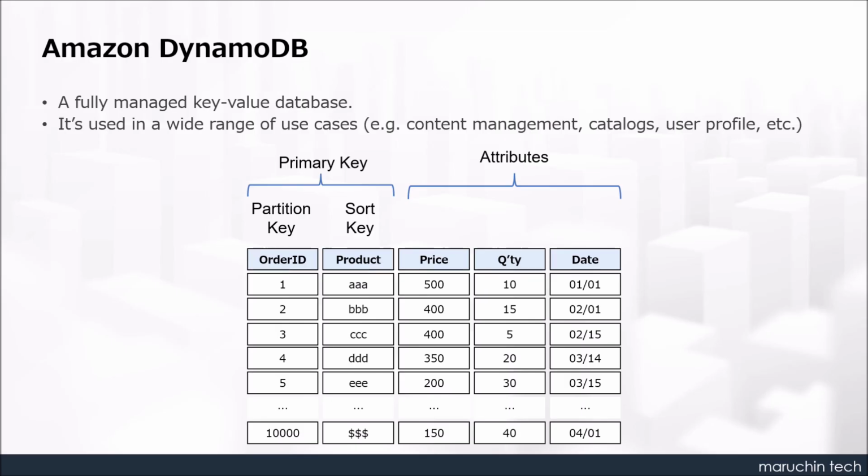There are two types of keys, partition key and sort key. The partition key acts like a primary key. Internally, data is distributed based on the partition key, enabling efficient processing. The sort key is used to sort items within that partition.